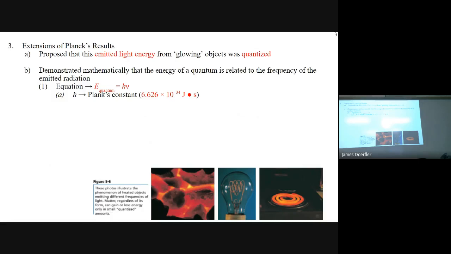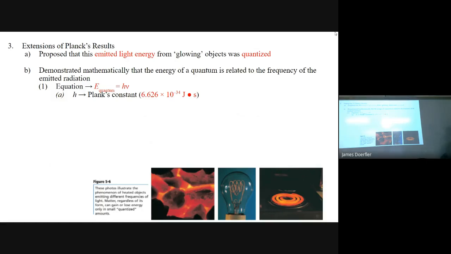So 6.626 times 10 to the negative 34th. Think how small that is. 10 to the negative 34th. And Planck's constant has a unit of joule times seconds.